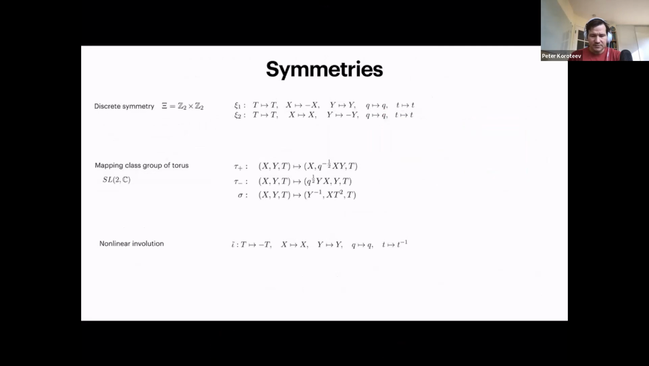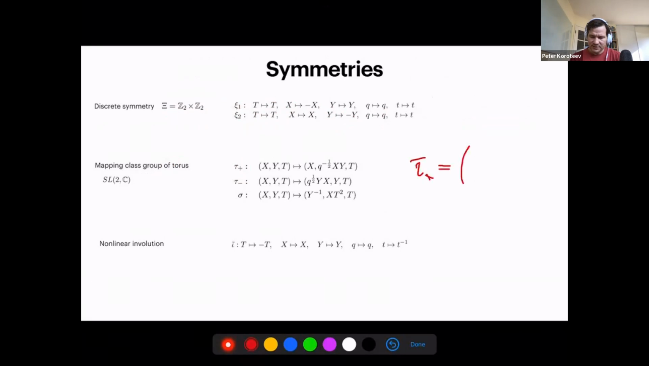So there's a discrete symmetry Z2 cross Z2, which acts on generators in an obvious way. We call them Xi1 and Xi2. This is how they act. And then there is also the mapping class group of the torus, which I wrote in slightly unconventional coordinates. So here, for example, tau plus is this matrix. It's not the standard S and T generators; they're slightly different. And tau minus is the lower diagonal one. Additionally, there's also this nonlinear involution iota, which inverts the parameter T.